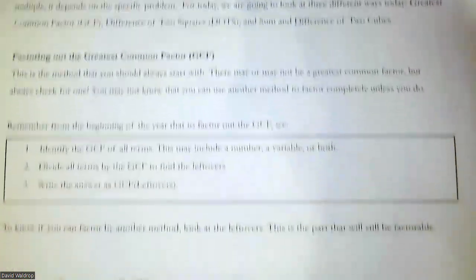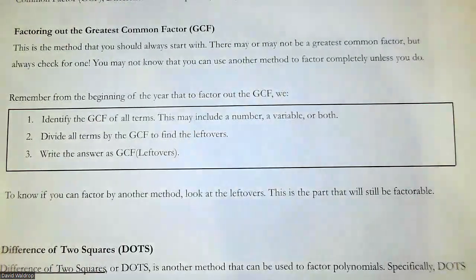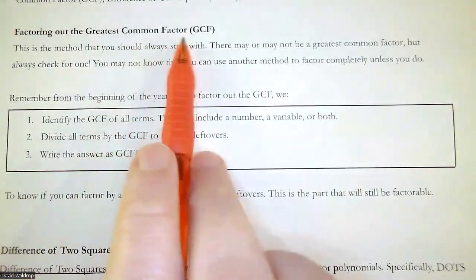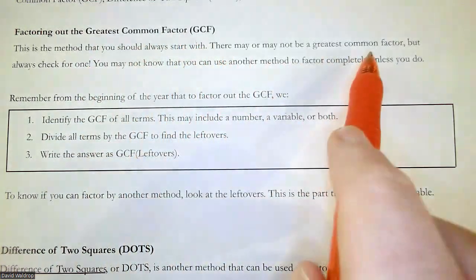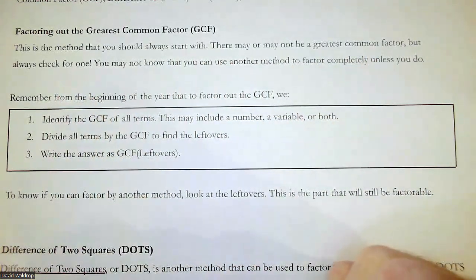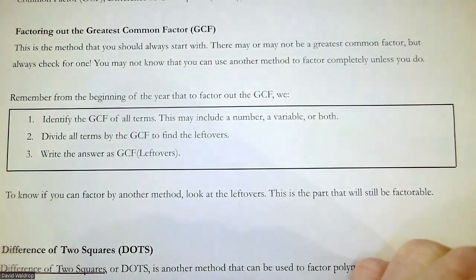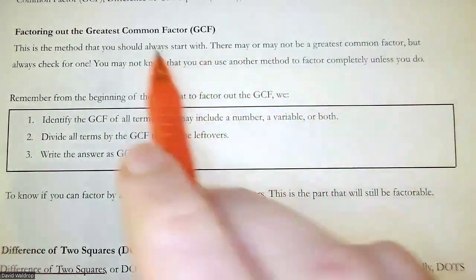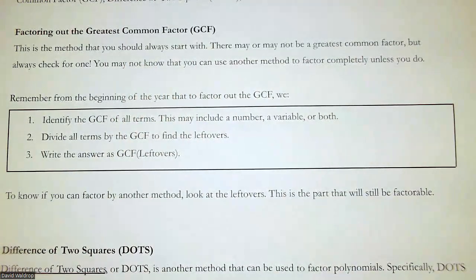The first thing we do anytime we factor is we look for the greatest common factor. So always start with this. There may or may not be a greatest common factor, but you always check for one. You can always take a 1 out, but that may not help you. You may not know that you can use another method until you do that. It may hide something else unless you take that out.